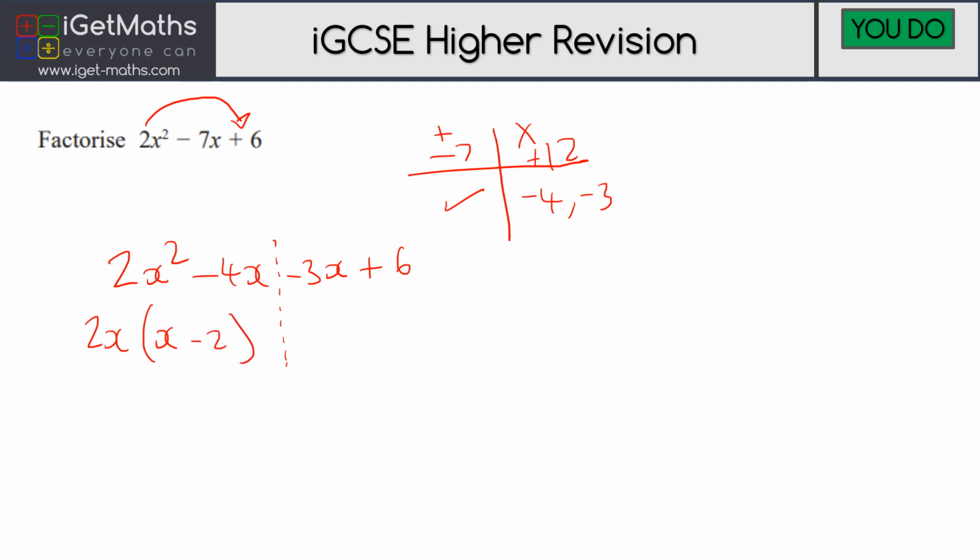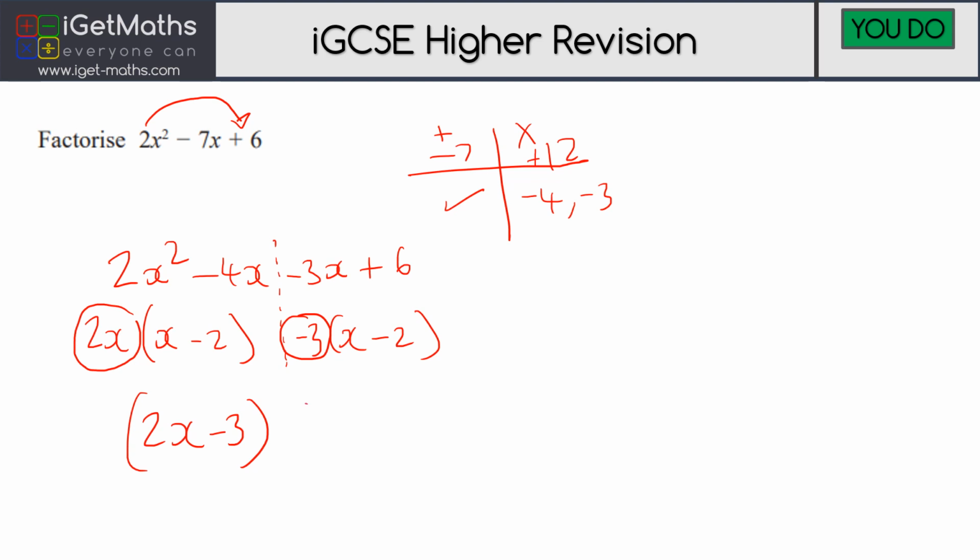Copy and paste that bracket over. And then from x minus 2, how would you get to minus 3? Well, you're going to times it by minus 3. Minus 3 times x gives you minus 3x. Minus 3 times minus 2 will give you plus 6. So your answer is going to be the terms from the outside will make one bracket, and then your other bracket is just going to be x minus 2. And that will expand out to give you 2x squared minus 7x plus 6.